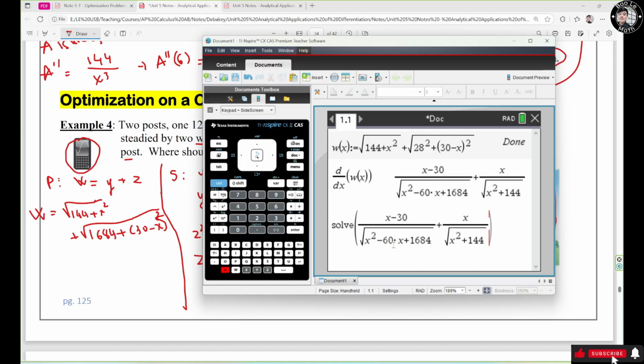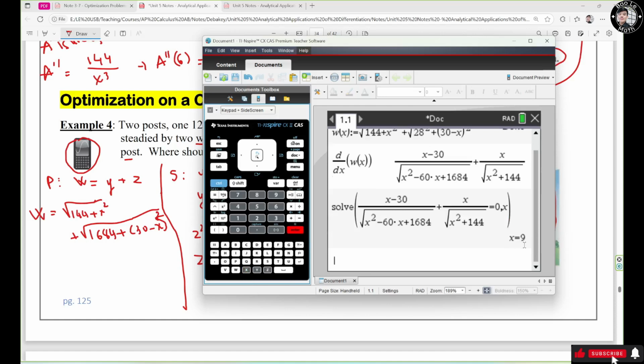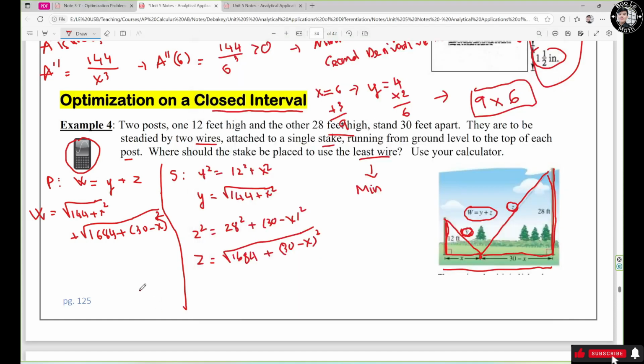Don't forget to define the variable of s, right? Put an equal sign and 0. Then put a comma and define the variable s. So hit enter. The answer is 9, right?